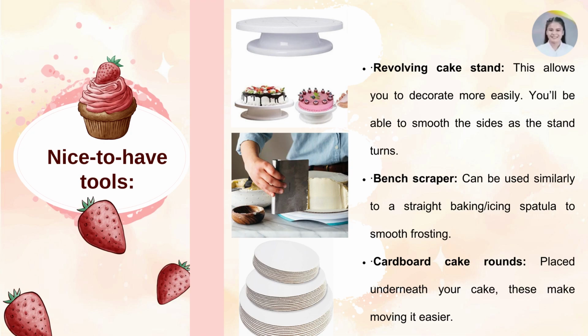And lastly, cardboard cake rounds. So cardboard cake rounds are placed underneath your cake. This makes moving it easier. Cardboard cake rounds are circular pieces of sturdy cardboard that are used to support and transport cake.